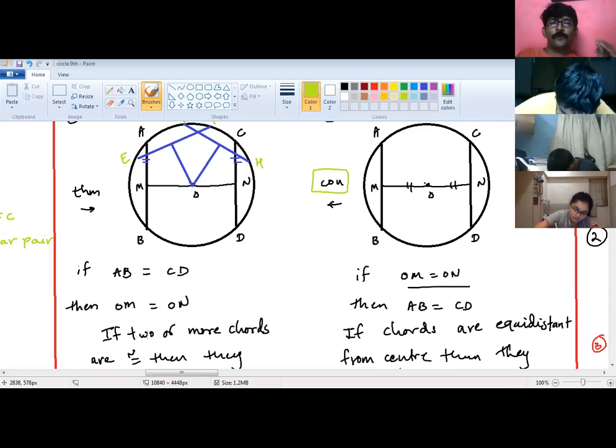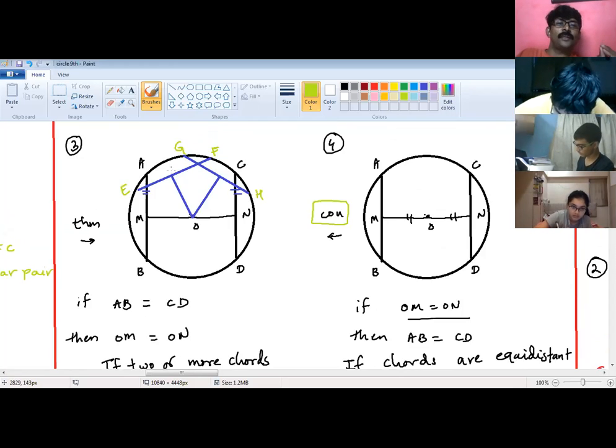So guys, let's understand once again what we've been given over here. Chord AB is equal to chord CD. In a circle, if two or more chords are equal, means what? If AB is equal to CD, then what can we say? OM is equal to ON.